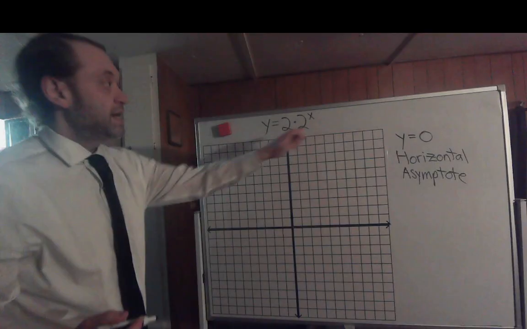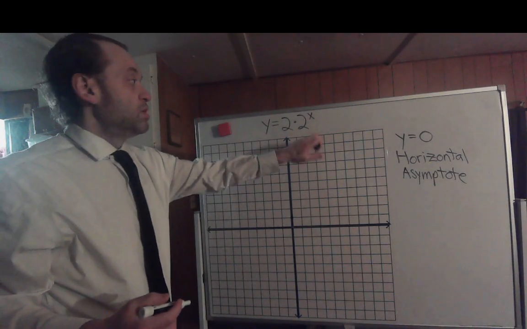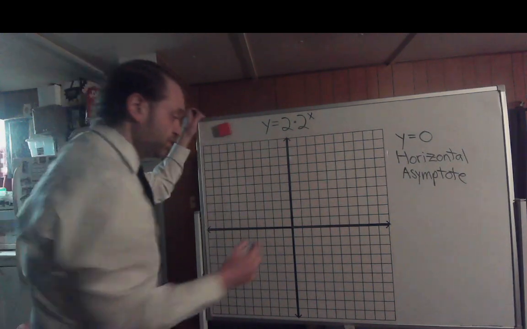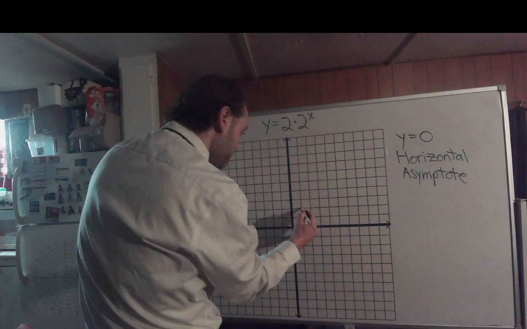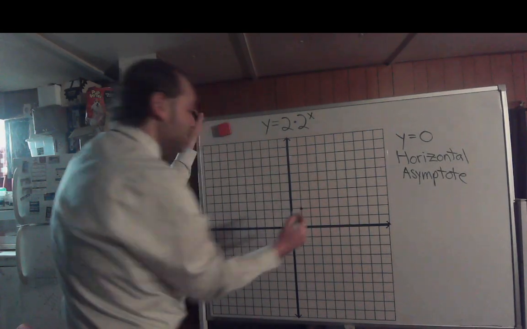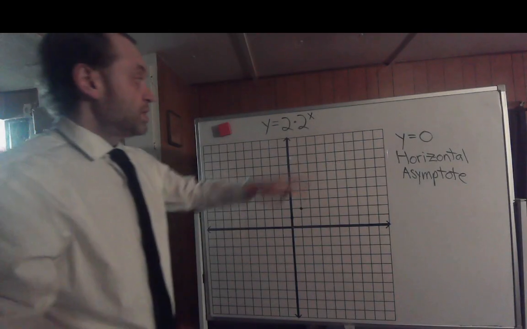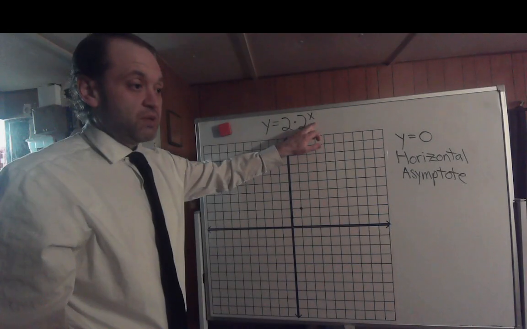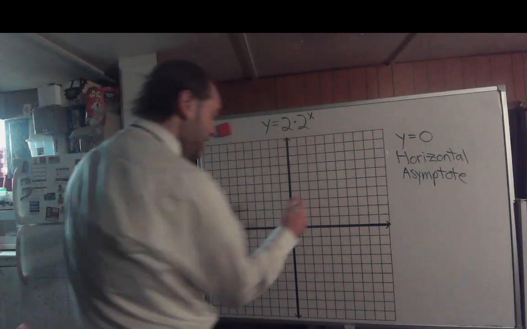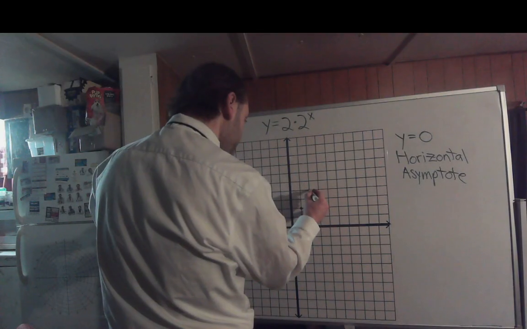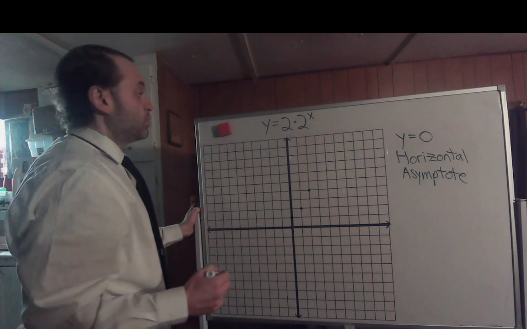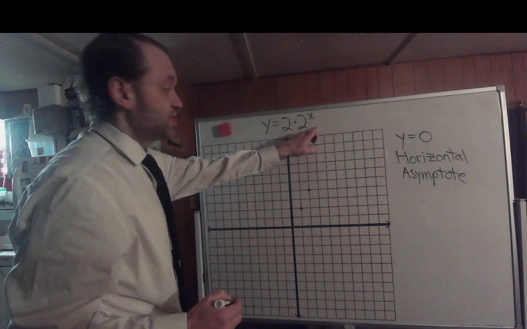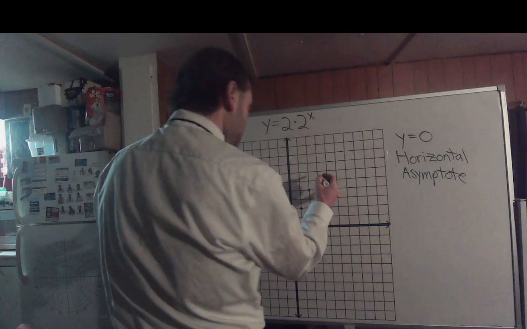Now what about when x is 1? Well, that's 2 to the first, which is 2, times 2 is 4. So at 1 you'd be at 4. And then when x is 2, that's 2 to the second, which is 4, times 2, which is 8. And then what about when x is 3? So that's 2 to the third, which is 8, times 2, which is 16.